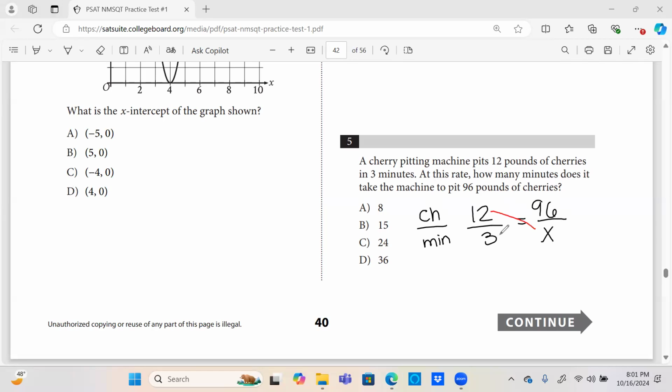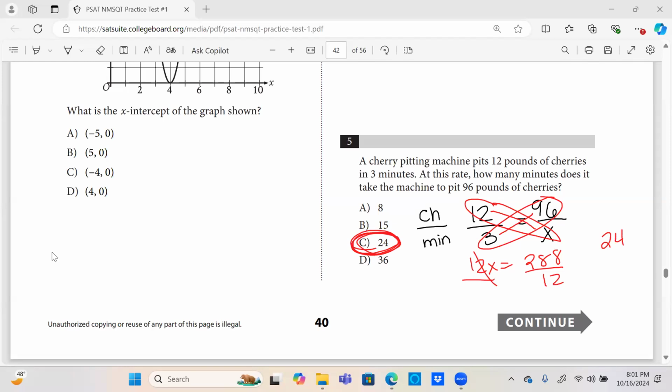Crisscross, because this is a proportion, so we're cross multiplying. 12 times x is 12x. 3 times 96, let your calculator take care of that, is 288. Divide by 12, and that is 24. It will take the machine 24 minutes to pit the 96 pounds.